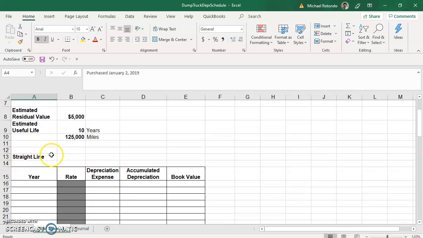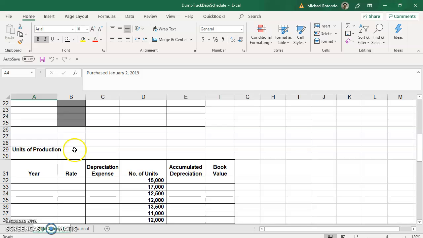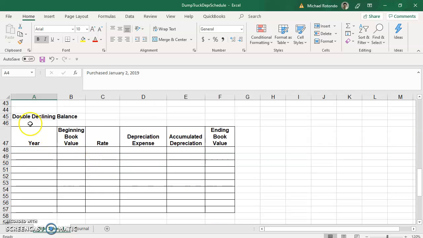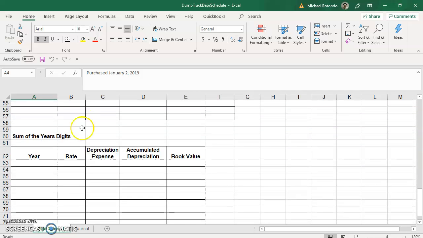We're going to do the straight line method, units of production, and the units have to be given to you. Double declining balance, which is an accelerated depreciation method, as is sum of the years' digits, which is kind of antiquated, but it's included in your workbook, so we're going to go over it.